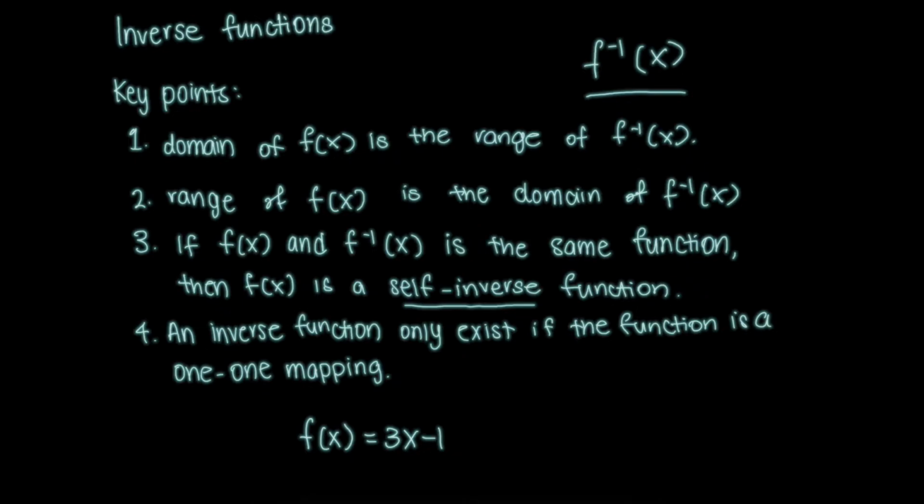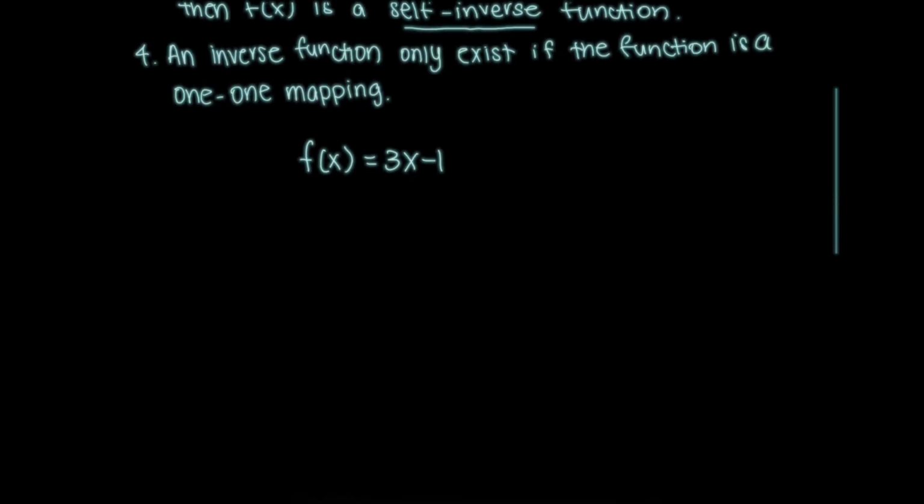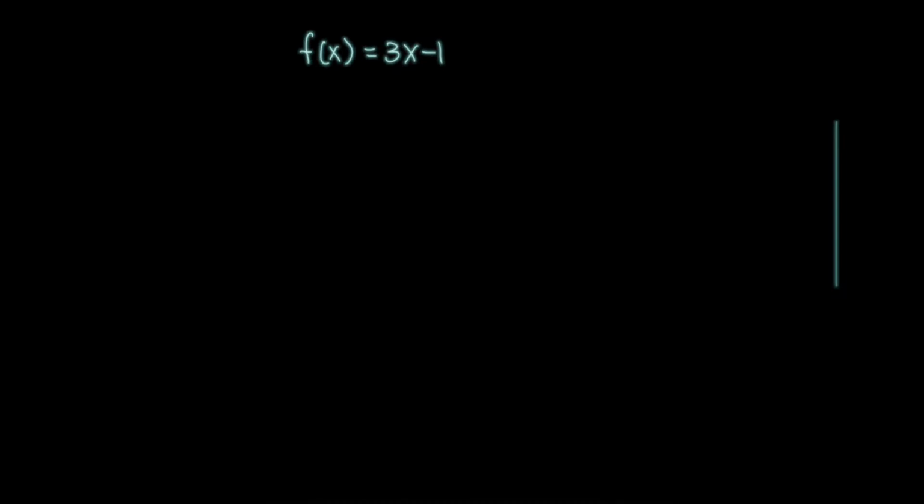Let's try an example of how to find the inverse function. We have this function, f(x) equals 3x minus 1. The first step will be to write the function as y equals something. So we'll get y equals 3x minus 1. Step 2 is to interchange the x and y variables. So you'll get x equals 3y minus 1.